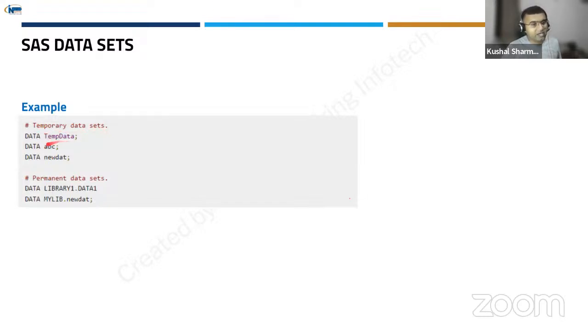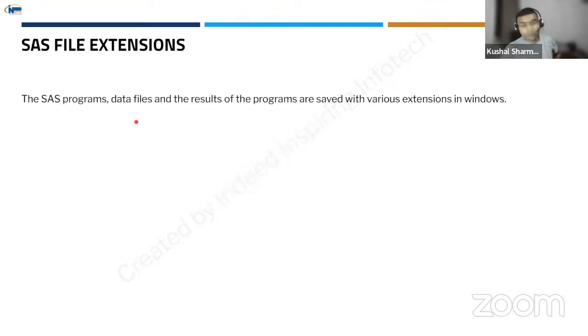So data temp, data ABC, data new date are all correct. But here data library, so this is temporary. Now library1.data1, so this is permanent. Data mylib.newdata, that is permanent. So this is the difference between temporary and permanent. Okay, so let's move ahead.